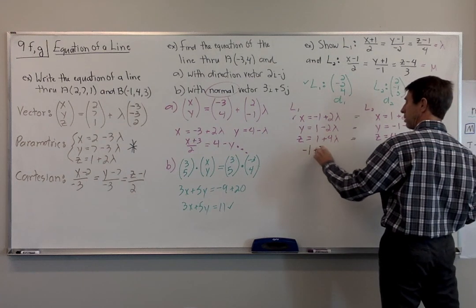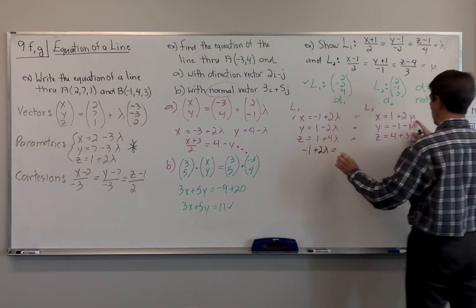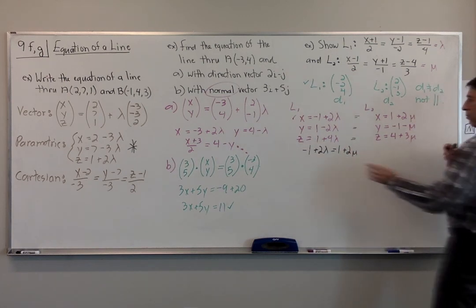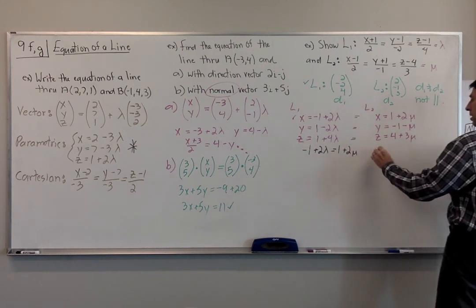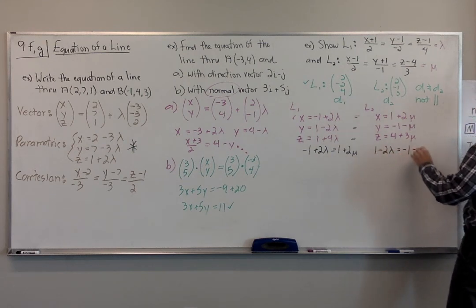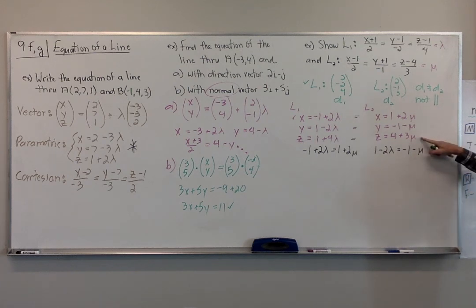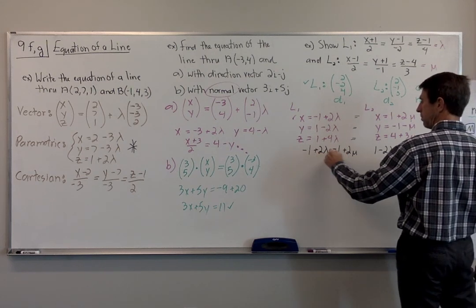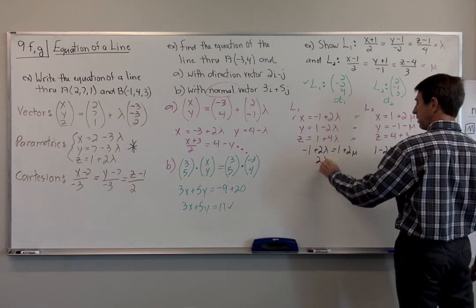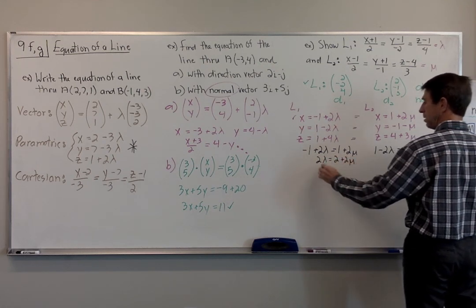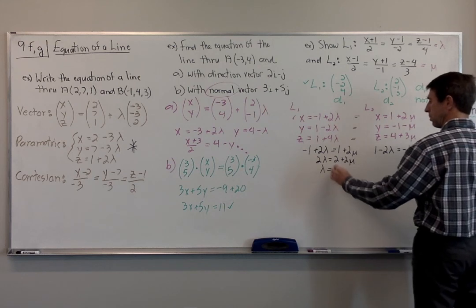We have -1 plus 2 lambda equal 1 plus 2 mu. We also have 1 minus 2 lambda would equal -1 minus mu. And we could even have a third one, which we'll test here in a minute. But if I solve this system, if we add 2, we get 2 lambda equals 2 plus 2 mu. So lambda is going to be 1 plus mu.